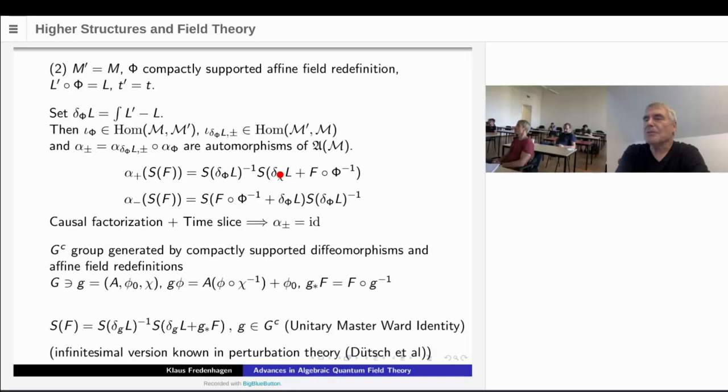And use again causal factorization and the time slice axiom, we get that this is the identity. What happened is the following: I added this assumption that the time slice axiom holds to the relations I had before. From this, I derive these other relations.